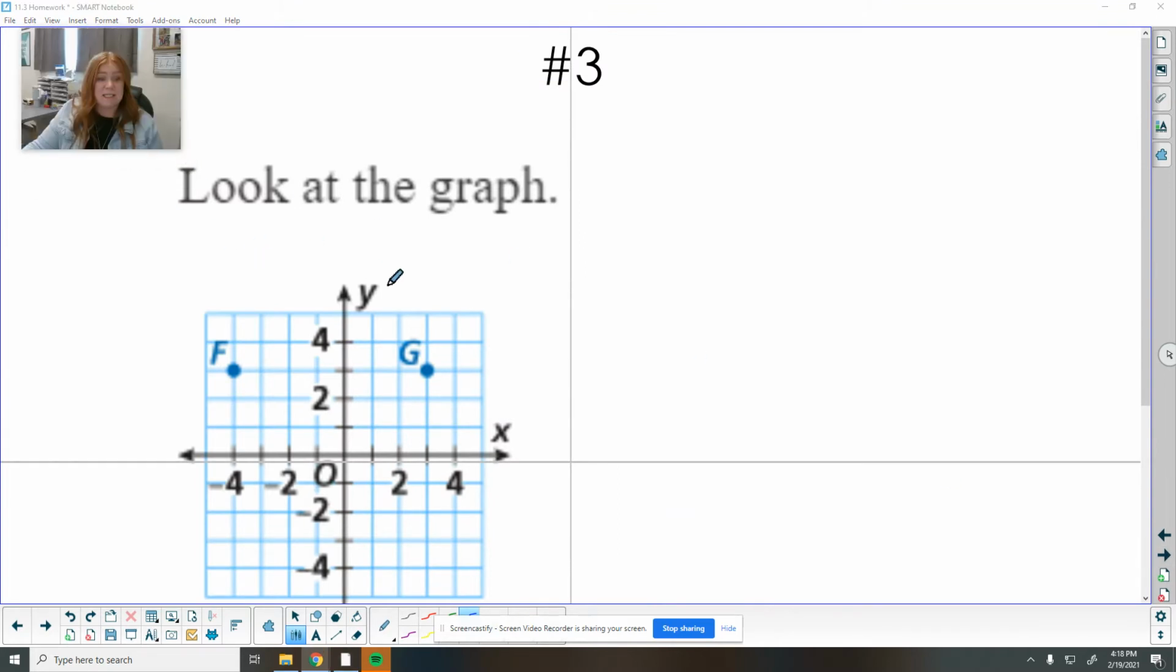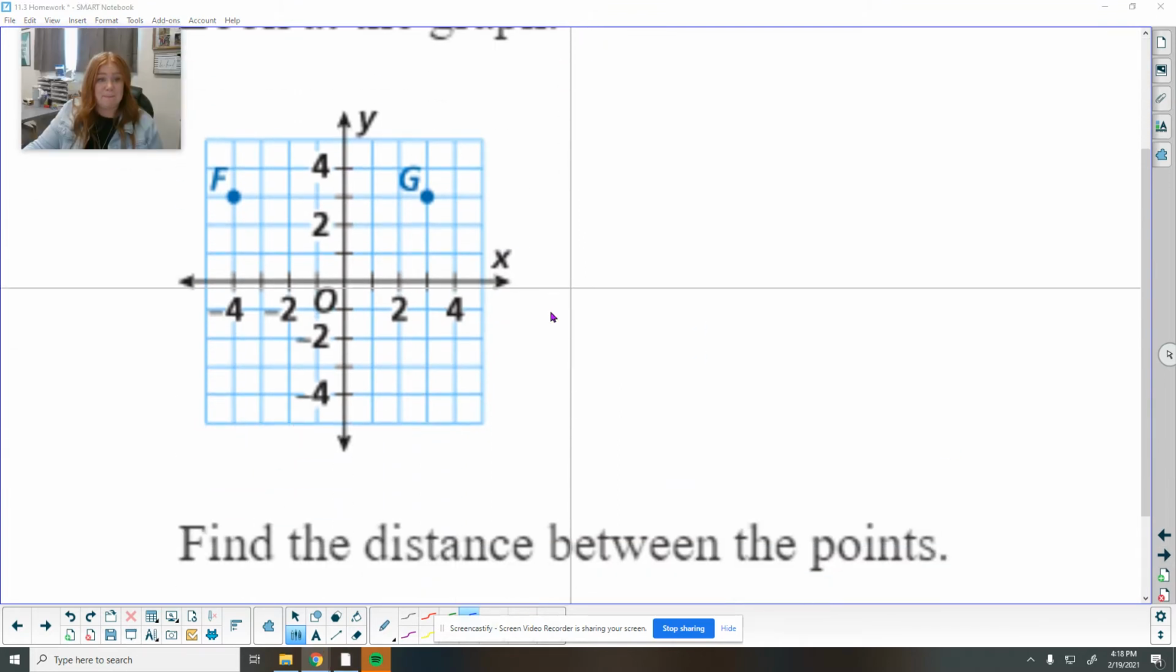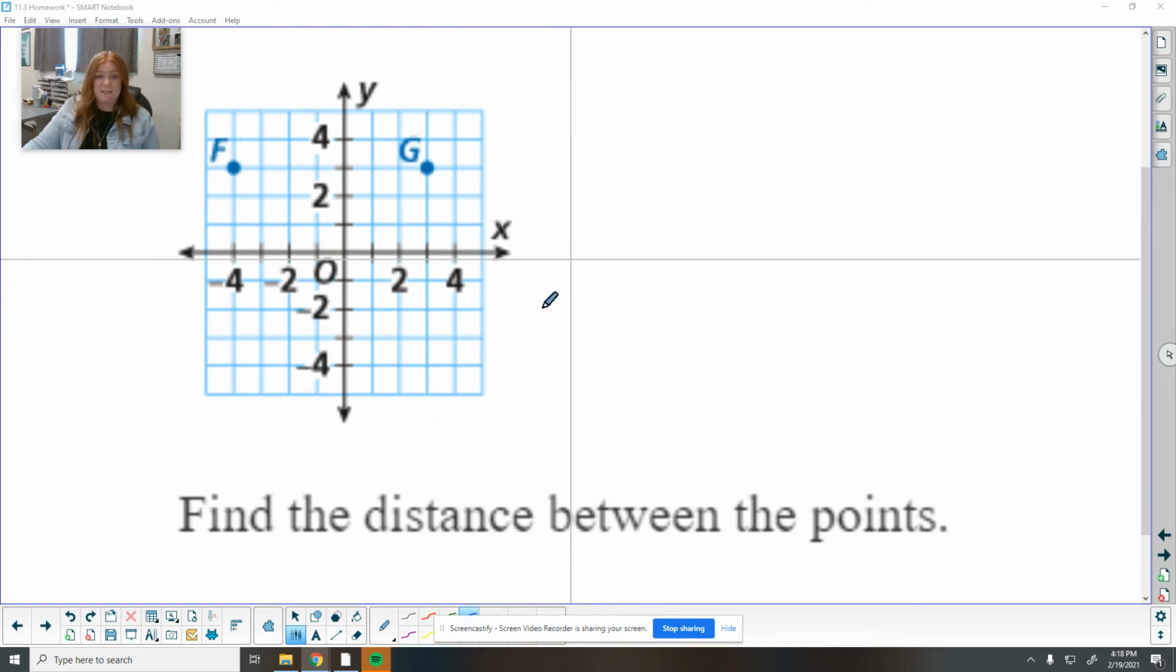Number 3 wants us to look at this graph and find the distance between the points. To get to F, we go an absolute value of negative 4, which is just a distance of 4. Then we're adding on this distance, which is 3. The absolute value of 3 is just 3 units. When we add our absolute values together, it tells us the total distance there.